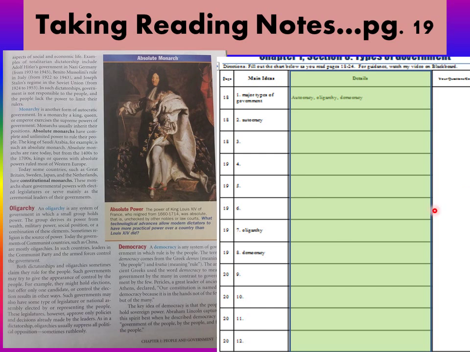Okay, now, oligarchy, the details. I want who is in control here. And if you look back at the definition, any system of government in which a small group holds power. So you just put right here, small group holds power. And it is worth noting, you don't have to put it, but you can think about it. It says down here, oligarchies usually suppress all political opposition, sometimes ruthlessly. So oligarchy and a totalitarian dictatorship kind of go hand in hand in being ruthless towards their people sometimes.